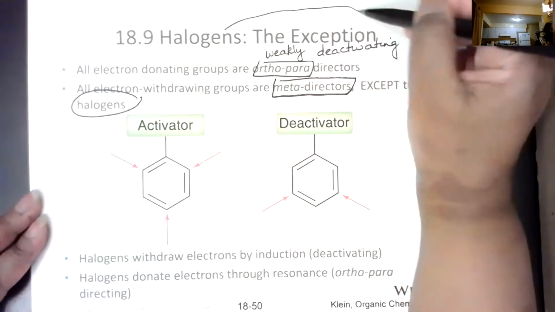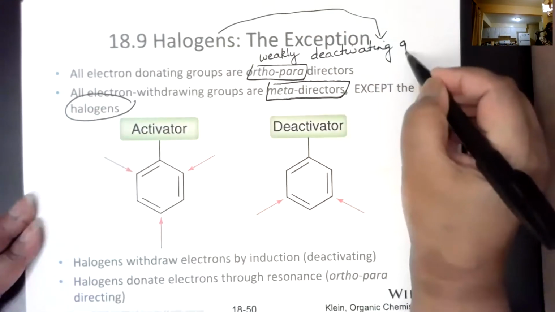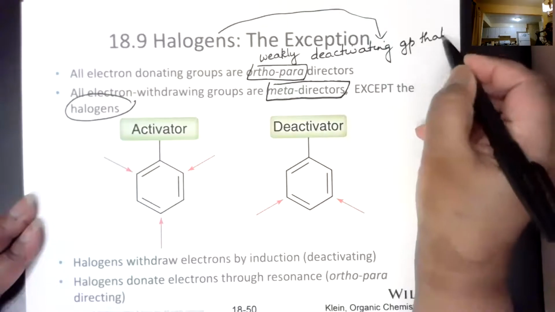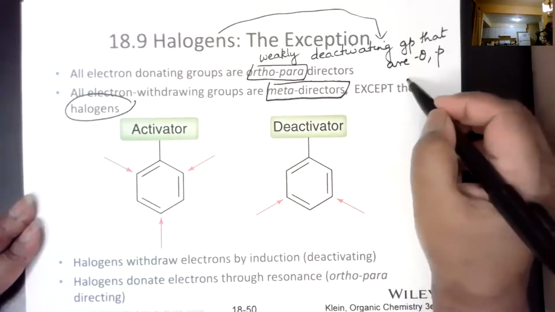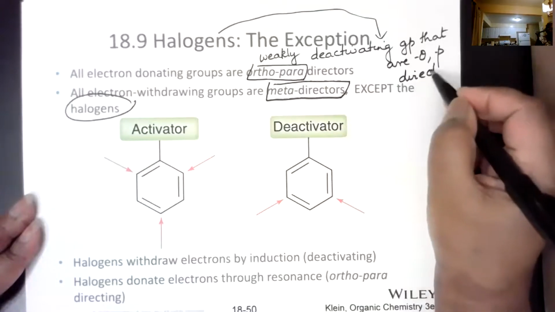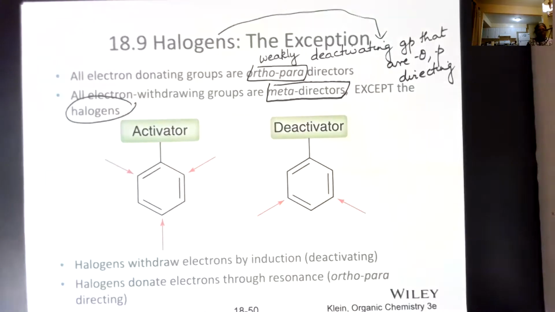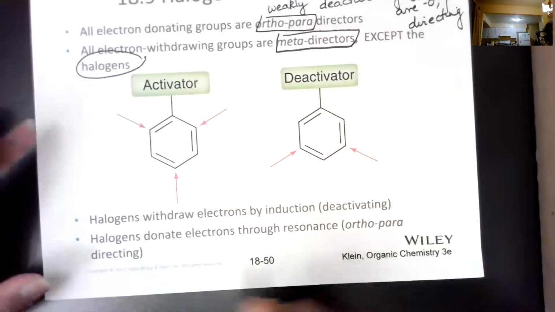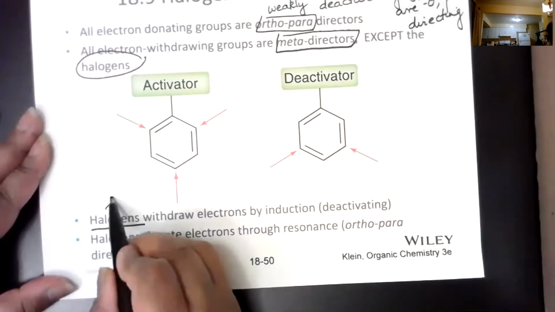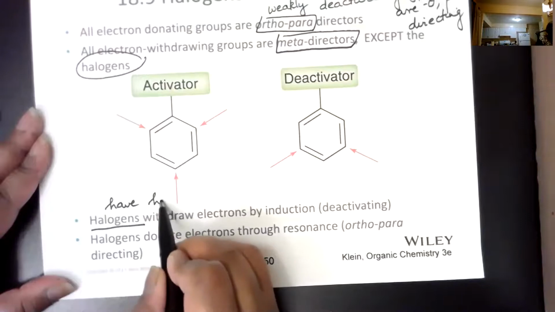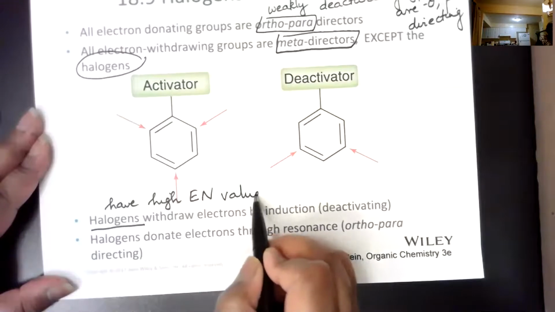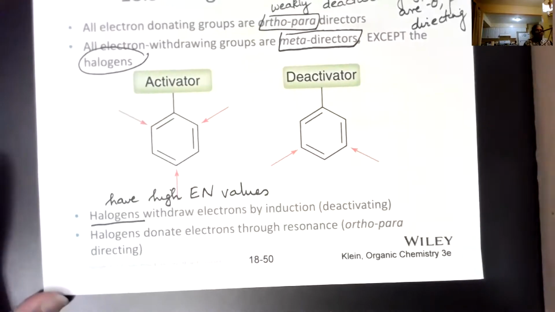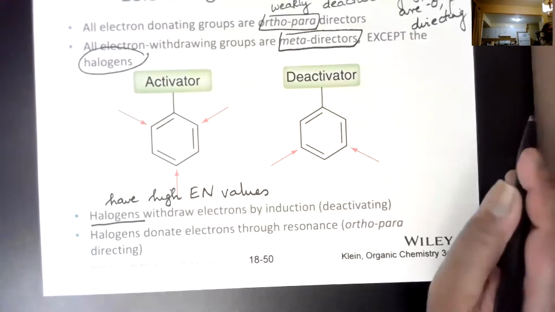Halogens are weakly deactivating groups that are OP directing. Okay, so they're first of all weakly deactivating. Why are they weakly deactivating? Because halogens have high electronegativity values. Therefore, they are electron withdrawing.